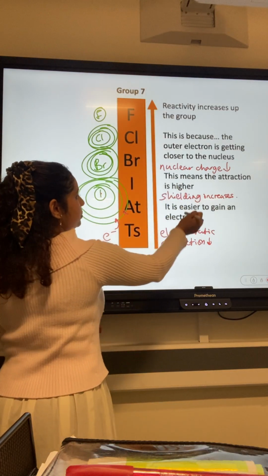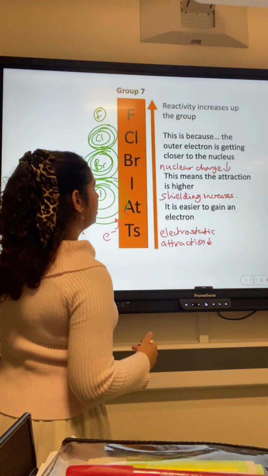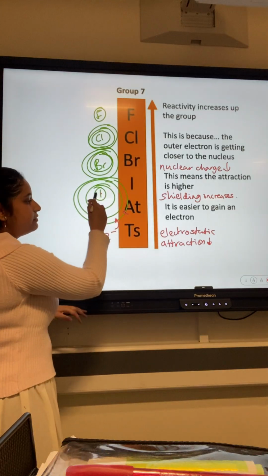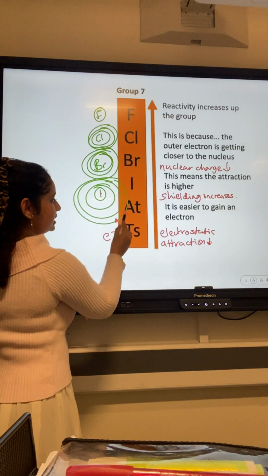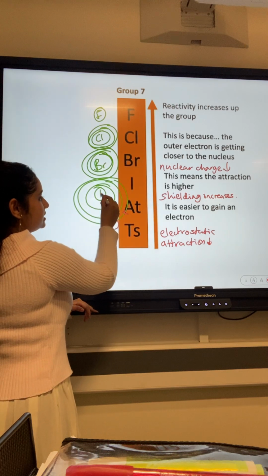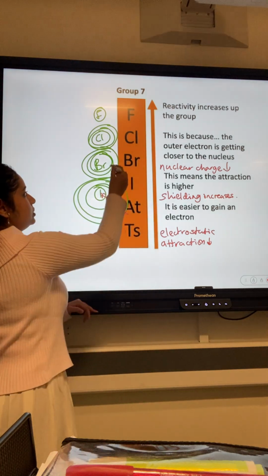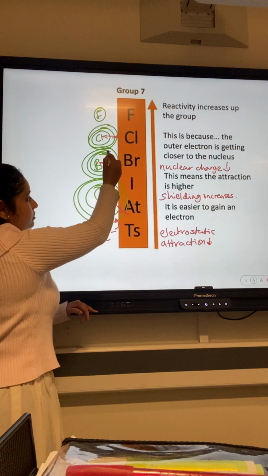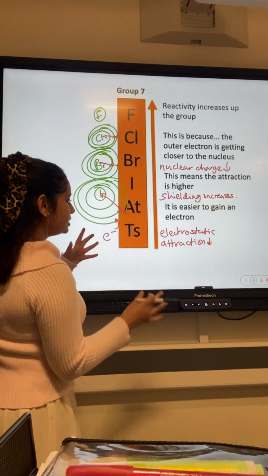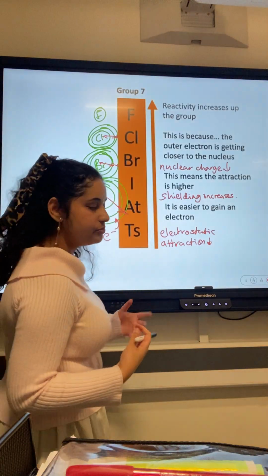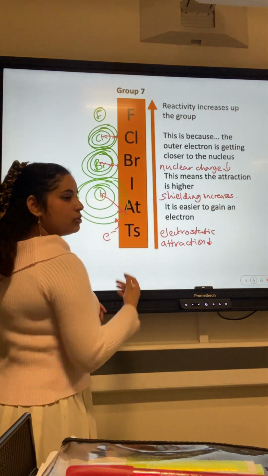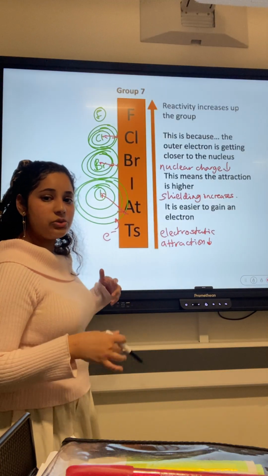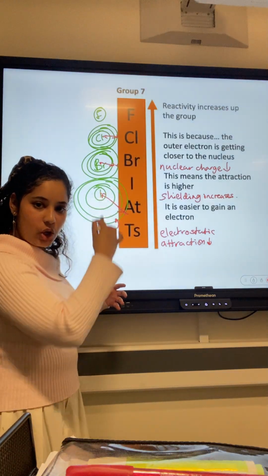These points I've mentioned are for going down the group. So if the electrostatic attraction is decreasing, that's because the distance between the positively charged nucleus and the outer shell electrons, or any electrons it's trying to gain, increases. If you look at the arrow, the size of the arrow is increasing, which means the electrostatic attraction is becoming weaker. If it's becoming weaker, it becomes very difficult to gain an electron. It will require a lot of energy to gain an electron as you go down.